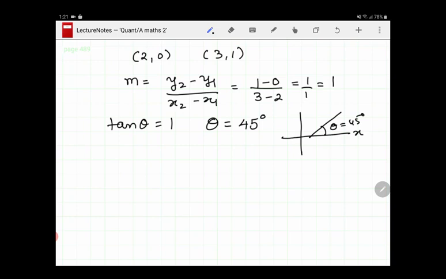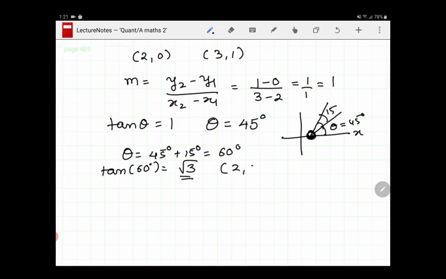Now it rotates 15 degrees anti-clockwise. So 15 degrees anti-clockwise it adds. That means the new theta is 45 degrees plus 15 degrees, that is 60 degrees. So the slope of the new line is tan 60 degrees, which is equal to root 3. Now it is already passing through (2, 0), right? Then just rotate it. And so slope root 3 passing through (2, 0).